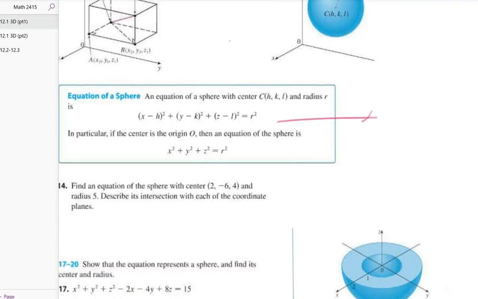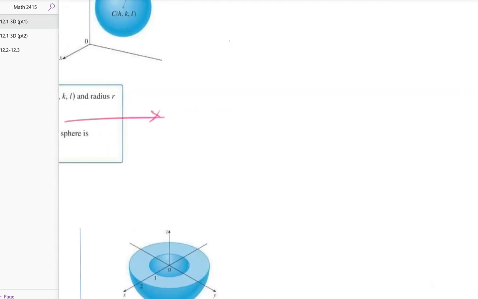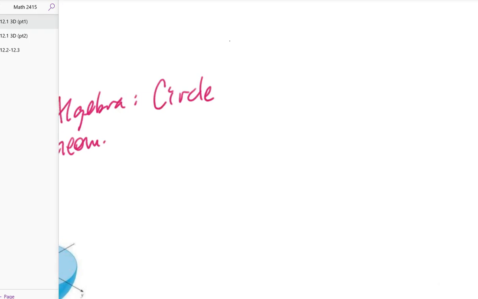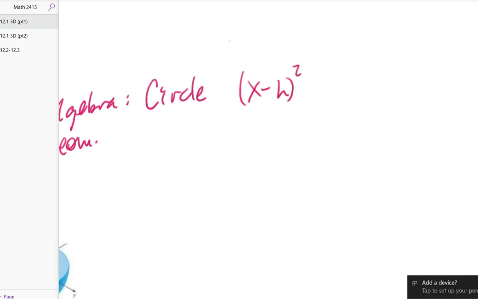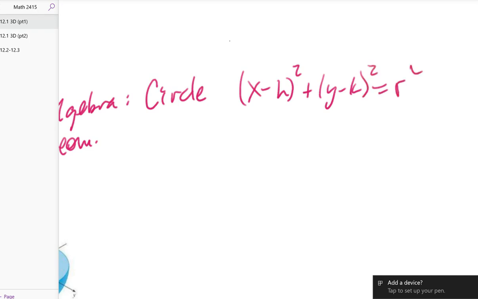So what this is right here, this is easy. Basically, if you look from algebra and geometry, we had a circle equation as x minus h quantity squared plus y minus k quantity squared equals r squared. If you don't remember this, just look it up in an old textbook, or just Google equation of a circle. h and k were the center, and then r was the radius.